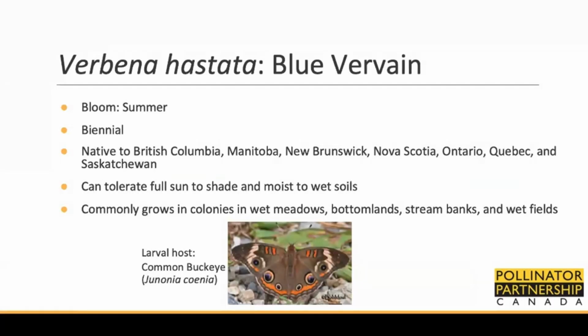Next up is blue vervain, and this is a really cool looking plant in my opinion. It grows best in moist areas such as wet meadows and stream banks, and it's also a larval host for the common buckeye butterfly, which is pictured here.